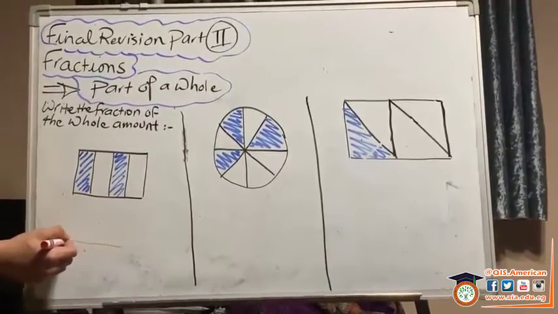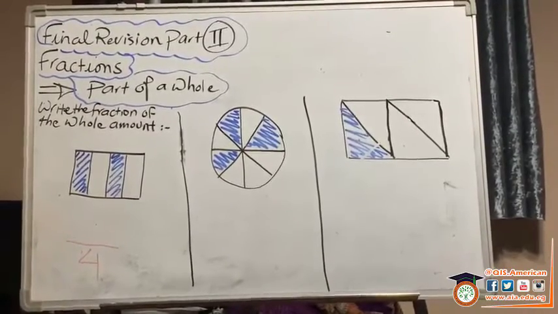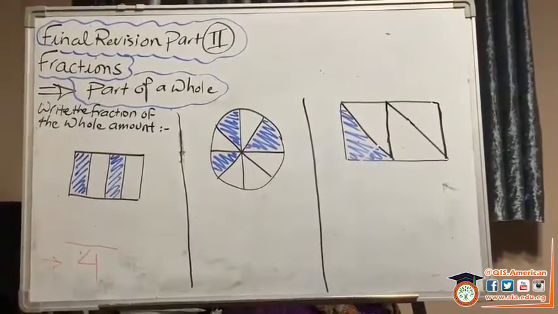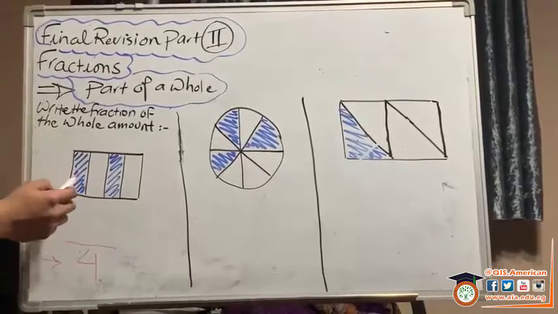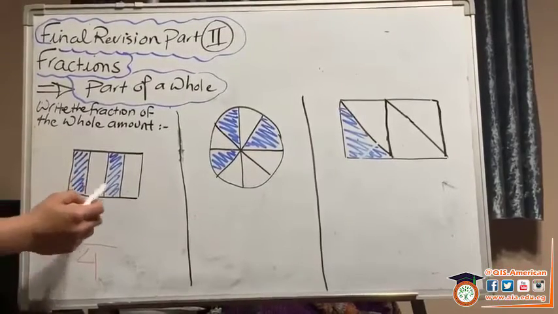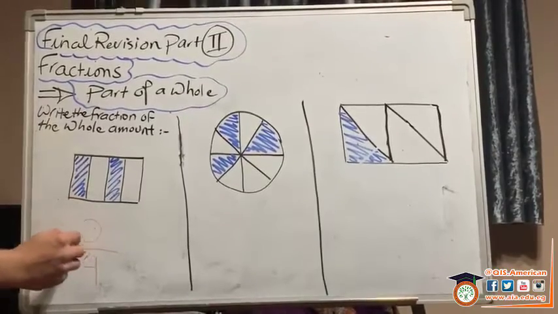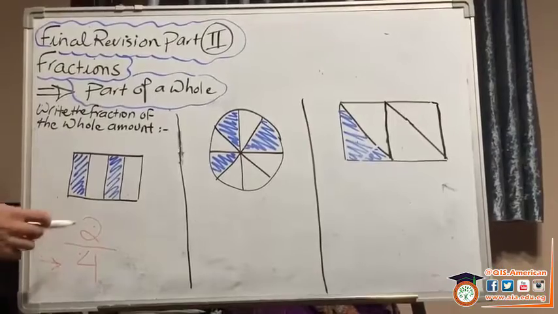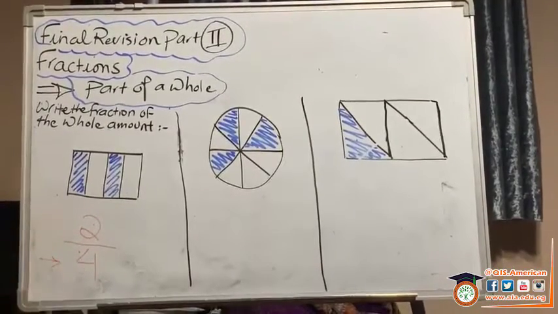So I will make a line. I'm going to write 4 in the denominator. How about the shaded region? How many shaded parts do I have? 1, 2, I have 2 shaded parts. So it's 2 over 4: 2 shaded parts of the whole thing, which is 4 parts.